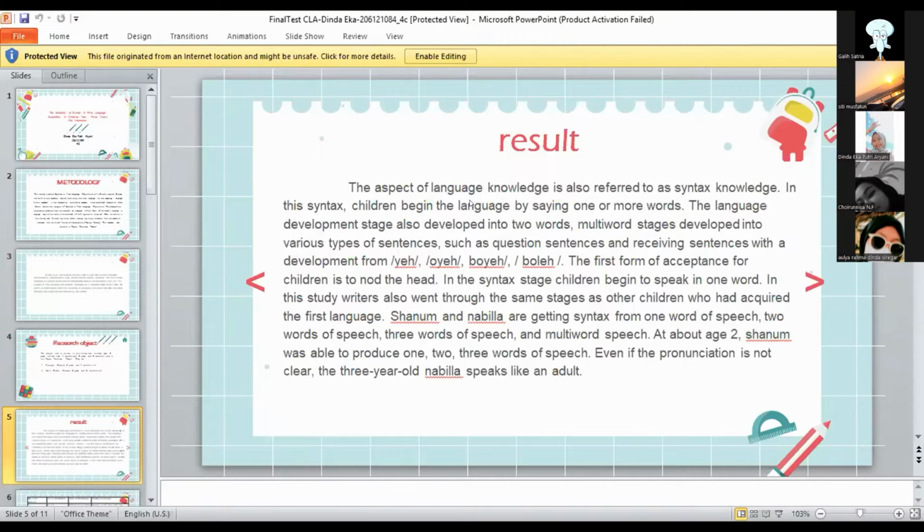In the syntax stage, children begin to speak in one word. In this study, the writers also found the same stage as other children who had acquired the first language. Sanum and Nabila are getting syntax from one word of speech, two words of speech, three words of speech, and multi-word speech. At about age 2, Sanum was able to produce 1, 2, 3 words of speech, even if the pronunciation is not clear. The 3 years old Nabila speaks like an adult.